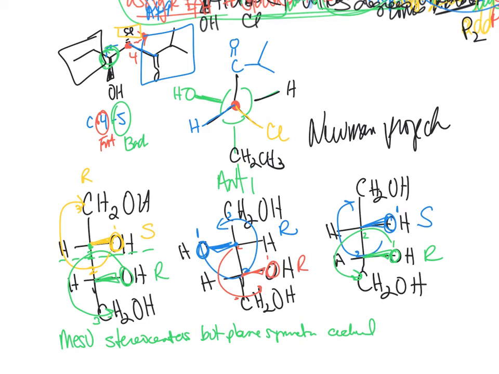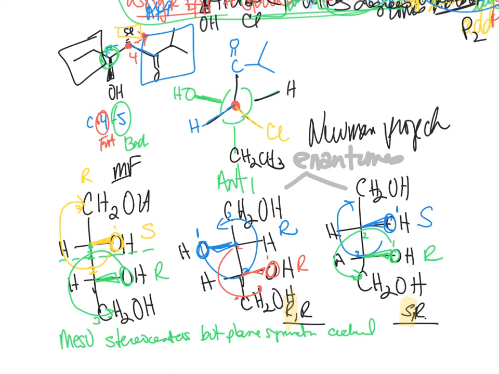Okay, so this one's RR. There's 2 stereocenters here, right? And this one's SR. So what are these to each other? Only one thing has changed, so they are enantiomers. Okay, are these all isomers? Do they all have the same molecular formula but different connectivity? And their different connectivity is actually in space. That's why they're stereoisomers.